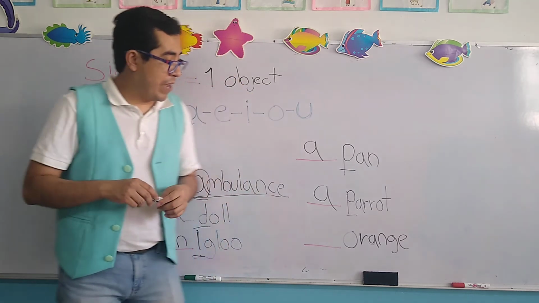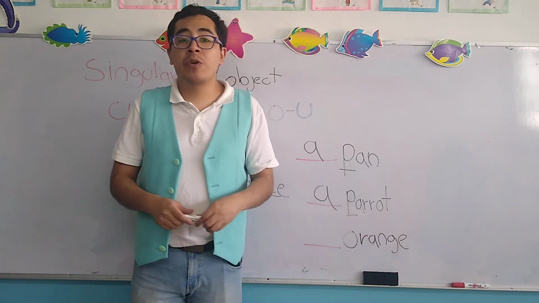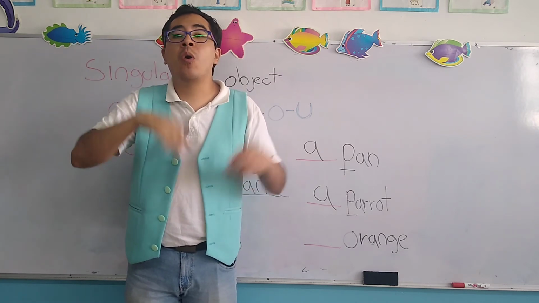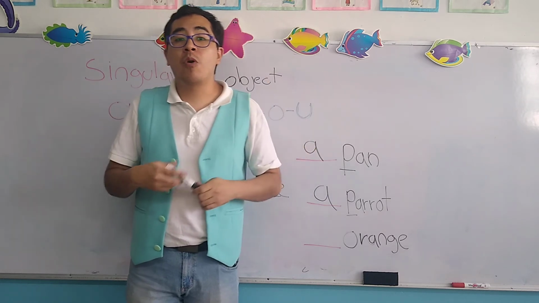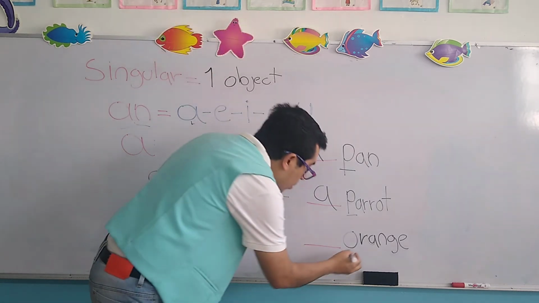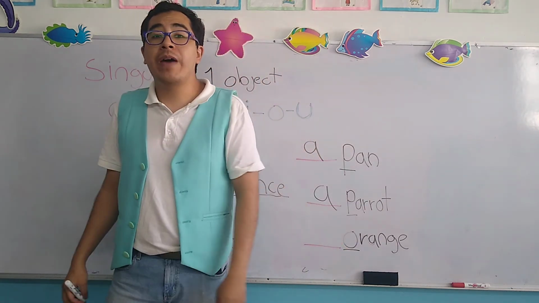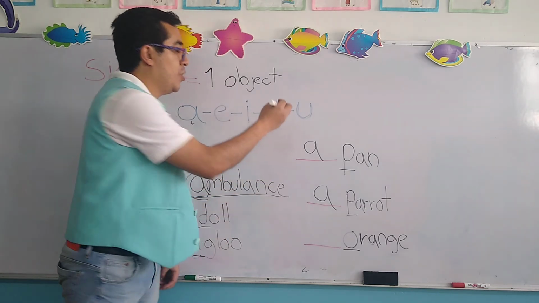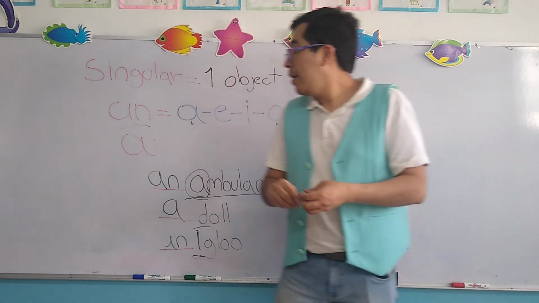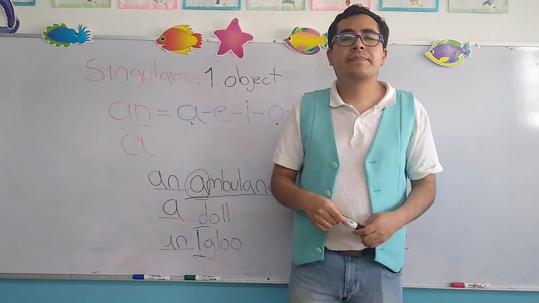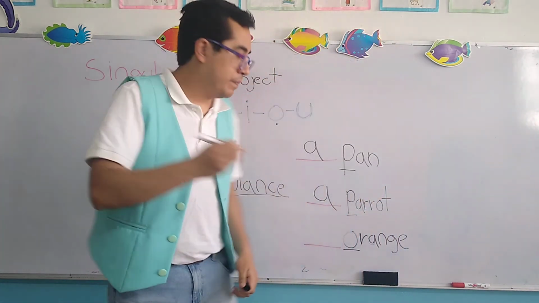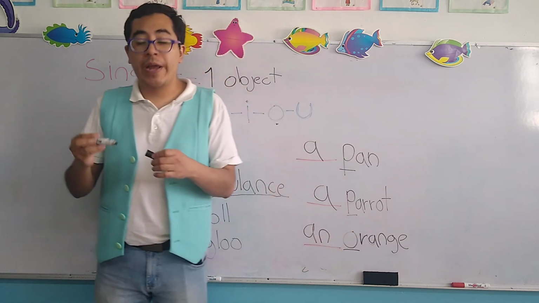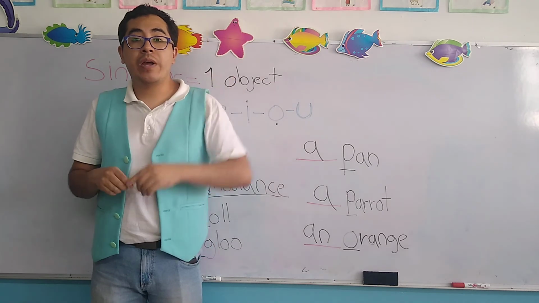And finally, we have the word orange. Now, the word orange, remember, is if we are talking about probably the color or the fruit, okay? Now, the word orange begins with the letter O. The letter O. Is it a vowel? Yes, it is. It's right here. So, what do we put? An or a? An. Very good. An orange. In Spanish, una naranja.